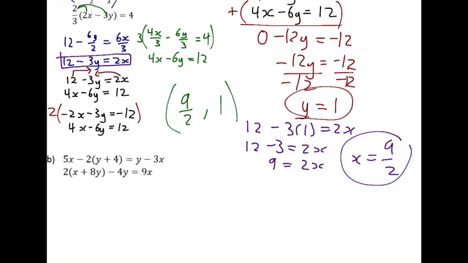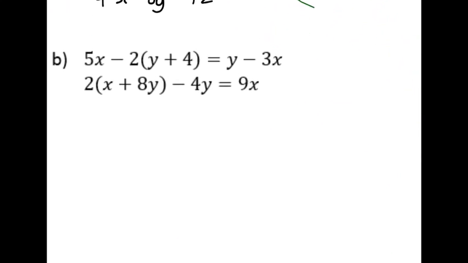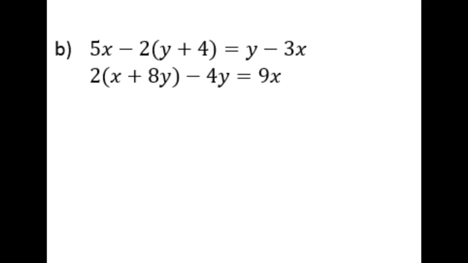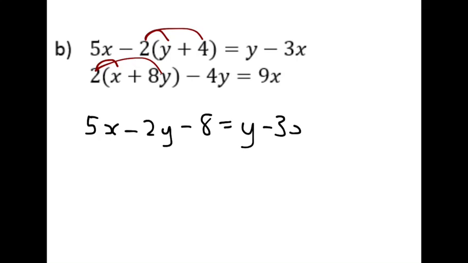How would you start this next problem? You got a little bit of a mess, but I heard somebody say it. Distributive property, right? Distribute it in these terms. Right here, here, here, here. Okay, so that gives 5x minus 2y minus 8 equals y minus 3x. And the other guy is 2x plus 16y minus 4y equals 9x.